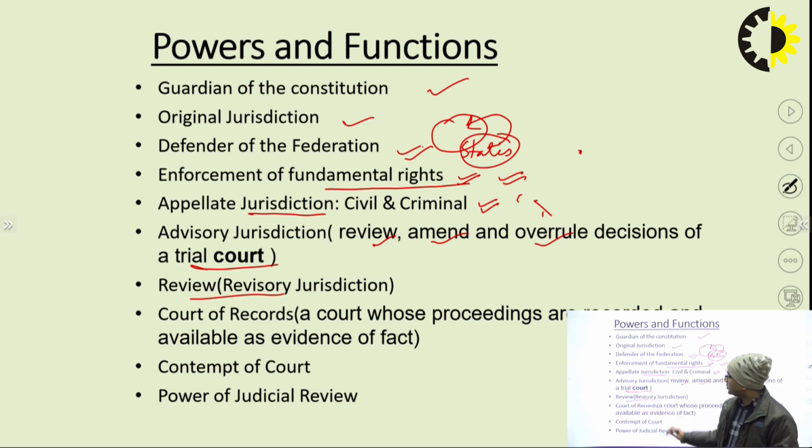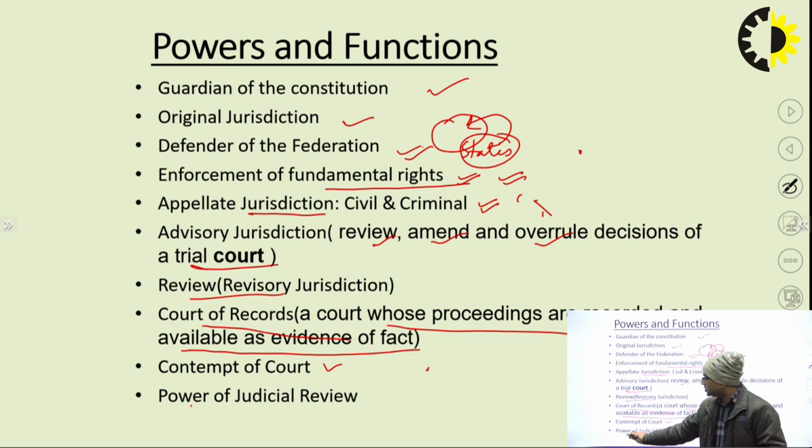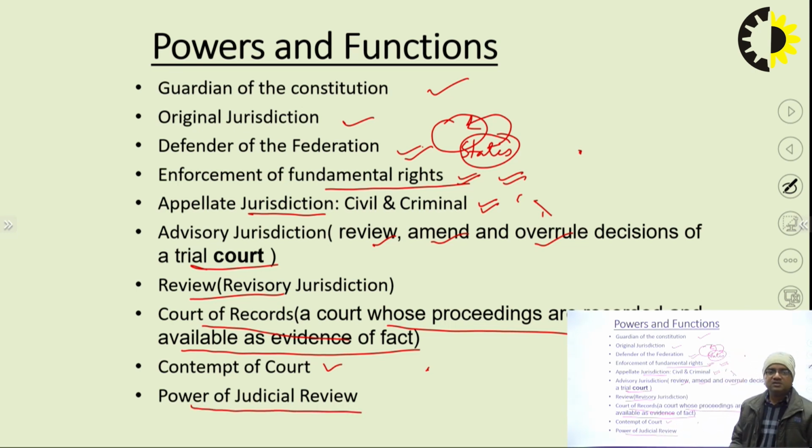Then it is also having power to review. Then court of record. A court whose proceedings are recorded and available as evidence of fact. So whatever proceedings go on in the Supreme Court are all recorded for future reference. Then next is the contempt of court, which we have discussed. In case of contempt of court, the Supreme Court may put a fine, and may take suitable legal action against those people. Then next, it is also having power of judicial review. In judicial review, if a certain decision is given by the Supreme Court, people may file a judicial review and ask the Supreme Court to analyze the decision given by it.